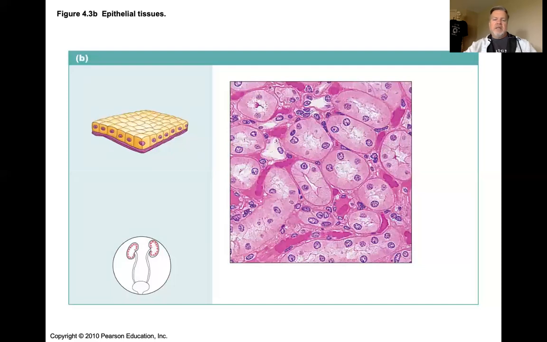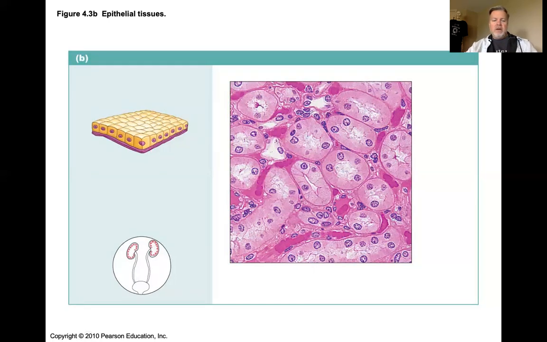Next, this is a simple cuboidal epithelium. This is a single layer, but these are cube-shaped. So here's an individual cell. There's the cube-shaped cell there, and there's another one there. And so you can start to make out the cubes. And since they then attach here to that basement membrane, that's why we call these simple cuboidal.